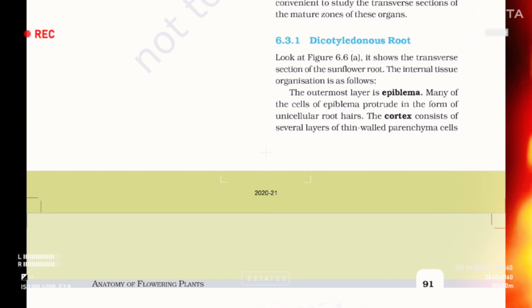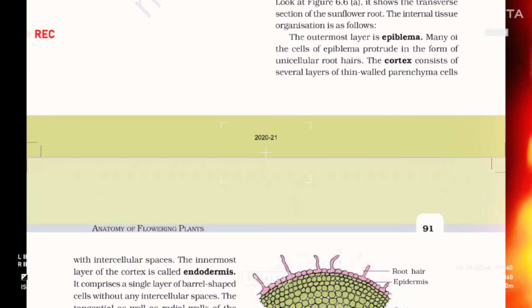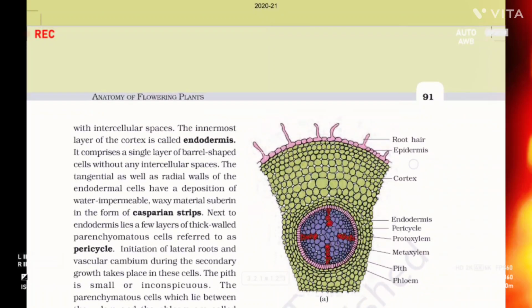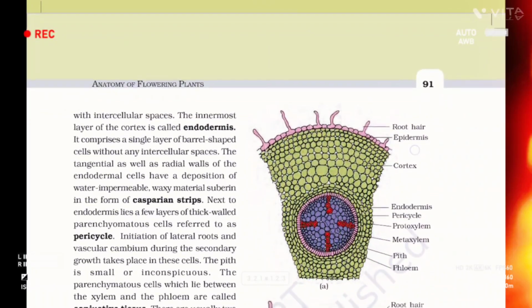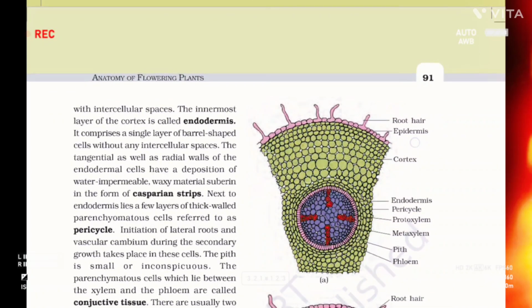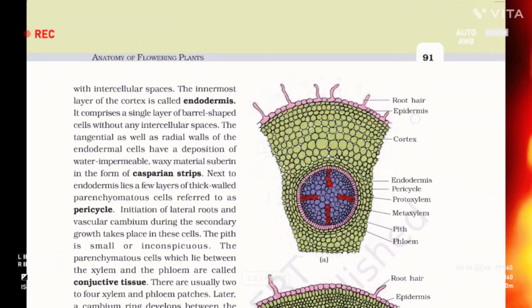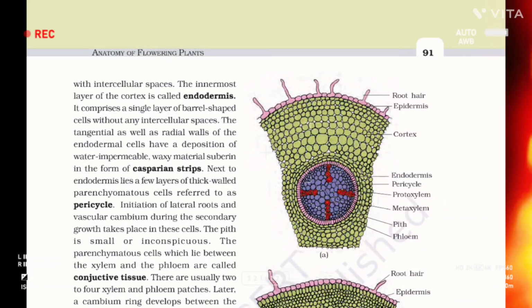The outermost layer is epiblema. Many of the cells of epiblema protrude in the form of unicellular root hairs. The cortex consists of several layers of thin-walled parenchyma cells with intercellular spaces. The innermost layer of cortex is called endodermis. It comprises a single layer of barrel-shaped cells without any intercellular space. The tangential as well as radial walls of the endodermal cells have deposition of water-impermeable waxy material suberin in the form of Casparian strips.